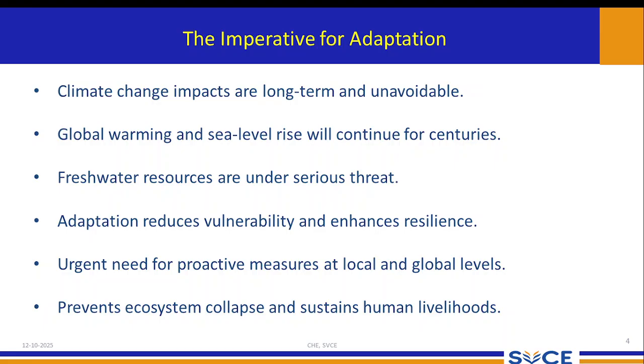Coming to global warming and sea level rise, they will continue for centuries. Freshwater resources are under serious threat. As I told you, when greenhouse gas emissions are present, they will ruin the characteristics of even the fresh water. We know two-thirds of the earth is occupied by water, even though we cannot use it because of the salinity present in sea water. Almost 33 to 35 parts per thousand of sea water is salt content, sodium chloride. So freshwater resources need to be predominantly protected.